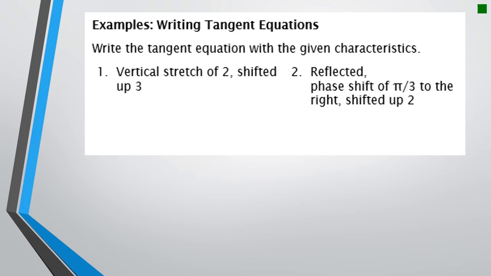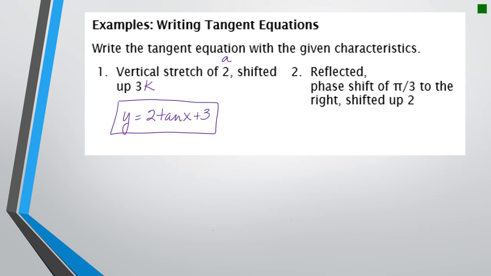We're now going to write equations given some information about the graph. So the first thing it says for number 1 is that there's a vertical stretch of 2. So that 2 is going to represent our a number. And then it says shifted up 3, and that represents our k number. So our equation is going to look like this. A always goes first, and then I'll have tangent x. I don't need to have anything in between tangent and x. That would be only if there was a period change. And then shifted up 3 is our k number, so I'm going to put plus 3 at the end.